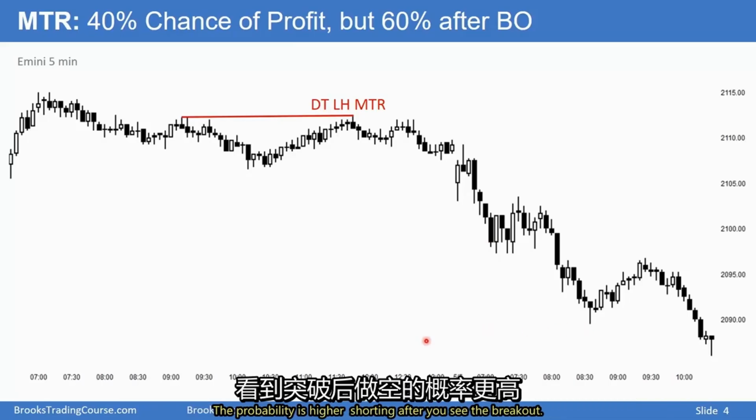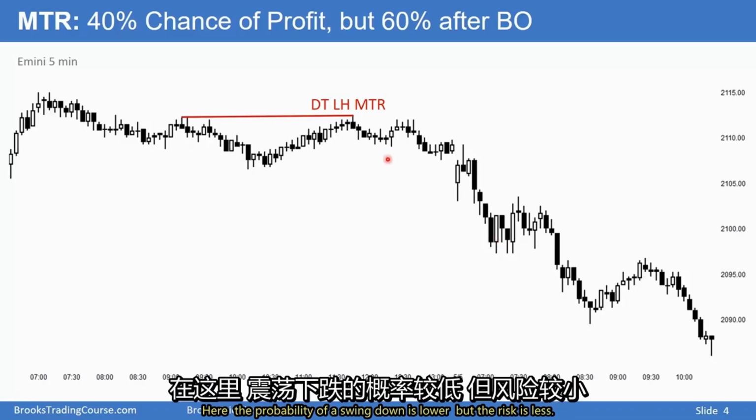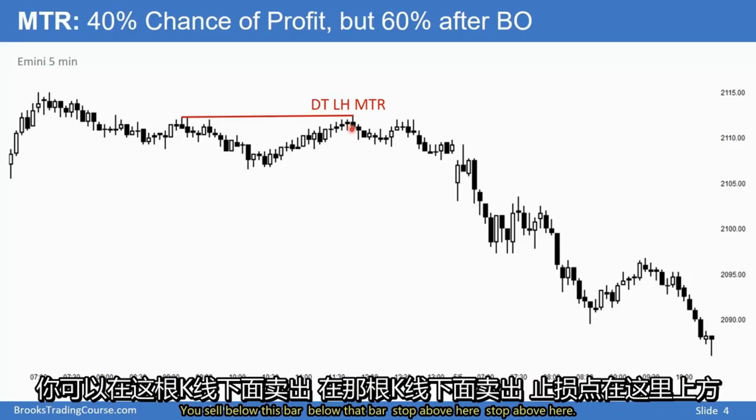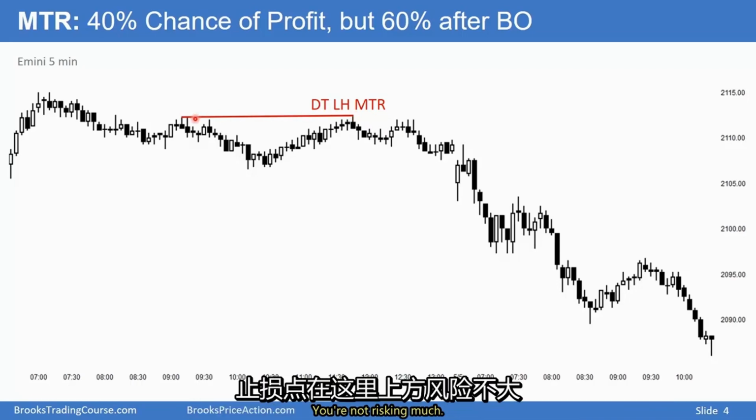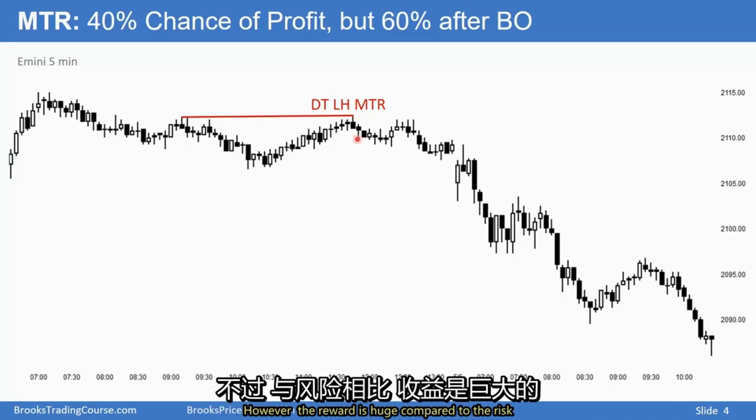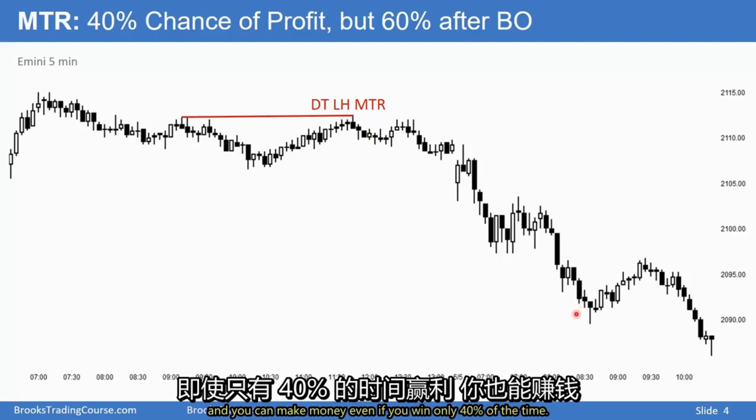The probability is higher shorting after you see the breakout. Here, the probability of a swing down is lower, but the risk is less. You sell below this bar, below that bar, stop above here, stop above here. You're not risking much. However, the reward is huge compared to the risk, and you can make money even if you win only 40% of the time.